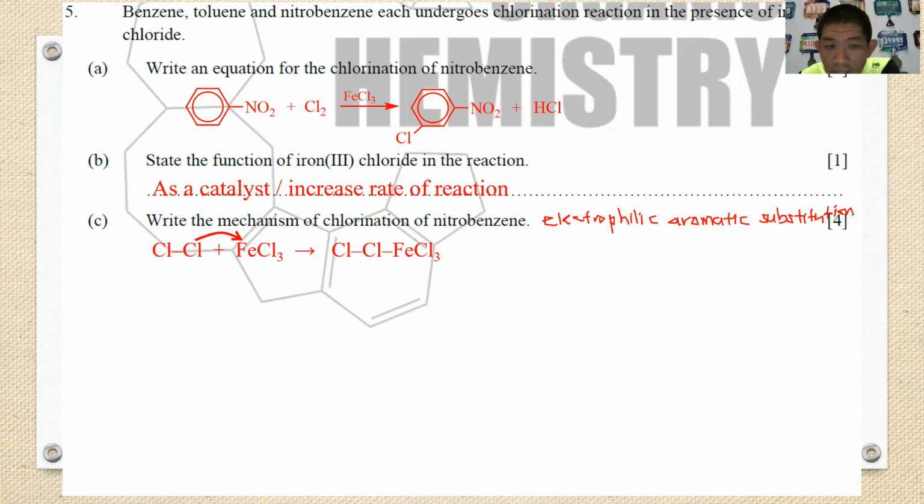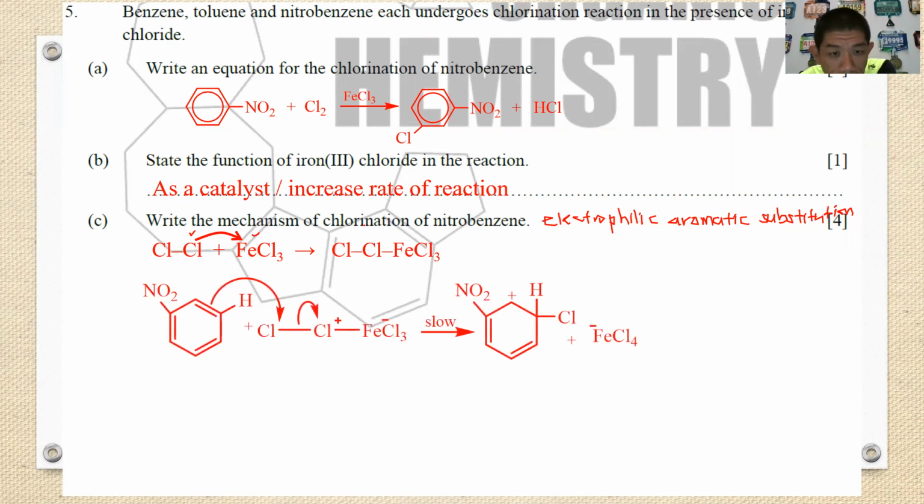Okay, so the first step starts with how the Cl attacks the FeCl3 as the catalyst to form a complex of Cl-Cl, FeCl3. Then the second step is where the pi electrons inside the benzene attack the chlorine, the electrophile, and then a heterolytic fission takes place. So you form an intermediate of the Cl, H, Cl in here.